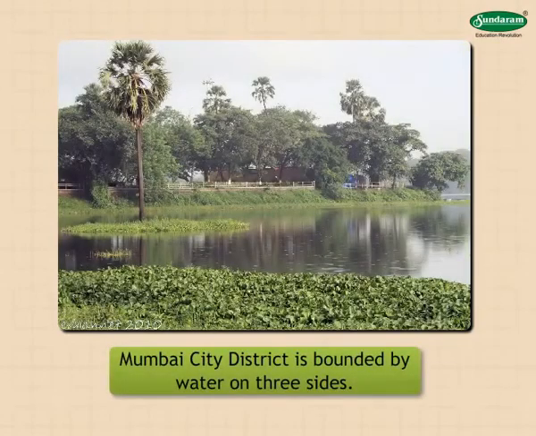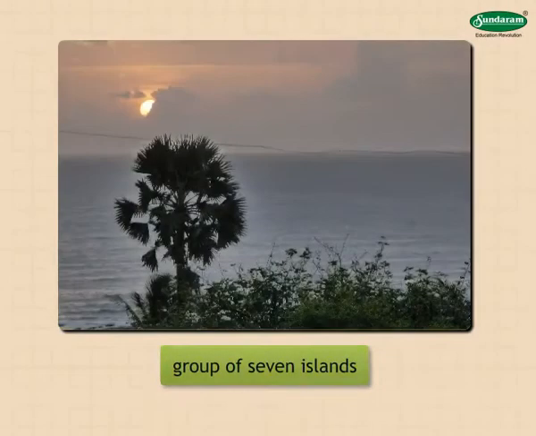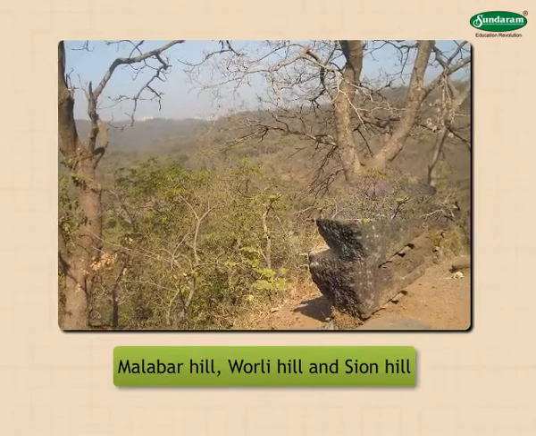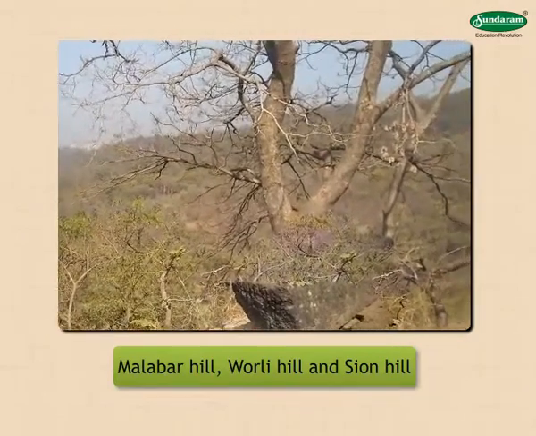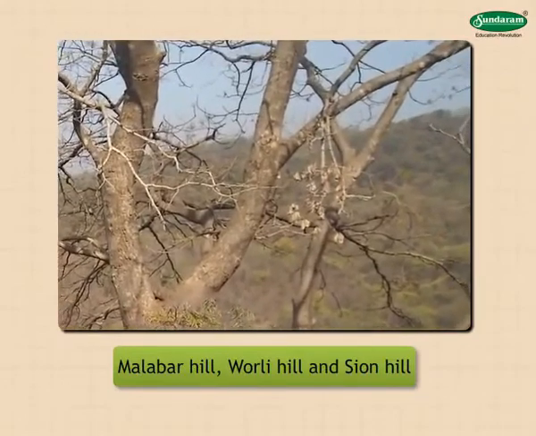Mumbai city district is bounded by water on three sides. Formerly, it was a group of 7 islands. There are hills and hillocks in some places. The Malabar Hill, Worli Hill and Sion Hill are the major ones. All these hills are part of the original islands.